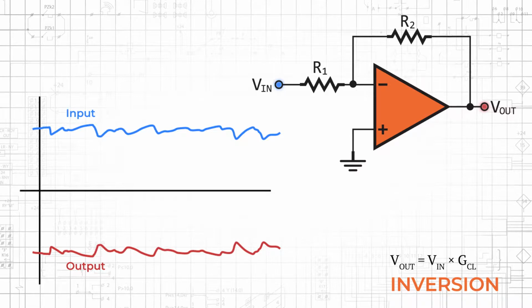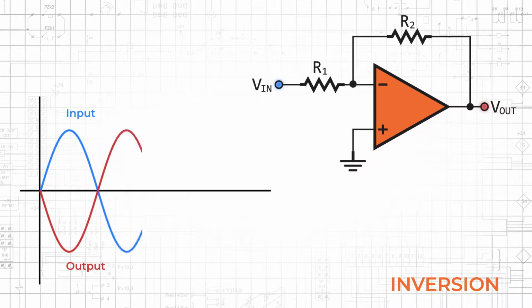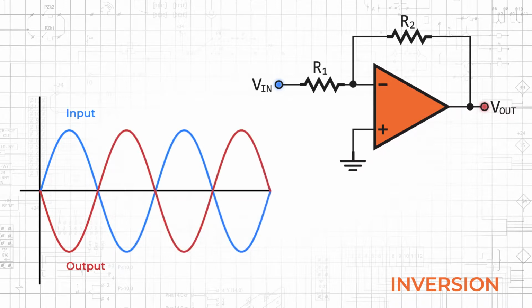Since Vout equals Vin times GCL, a negative gain will cause a positive input voltage to become a negative output voltage, and vice versa. With sinusoidal signals, inversion can be described in terms of phase shift, and inverting a sinusoid effectively creates 180 degrees of phase shift.